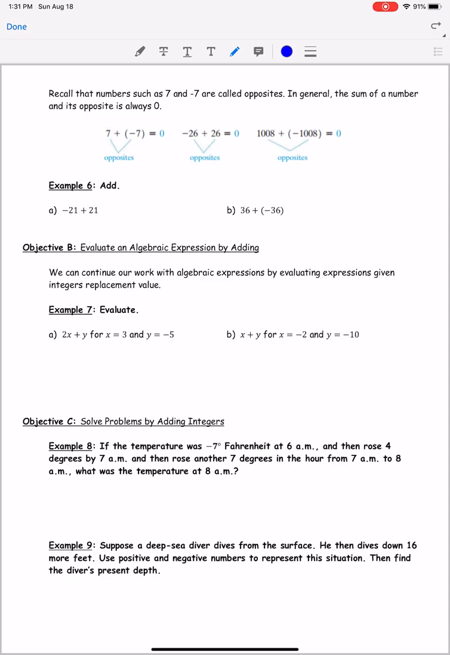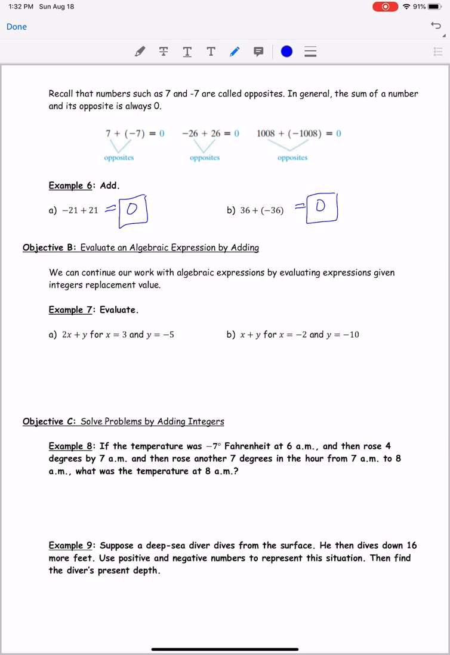So in example 6, add negative 21 plus 21. You've got opposites. You got 1 negative, 1 positive. So that is 0. Example 6B, you got 36 plus a negative 36. You have positive 36 here and a negative 36 here. So since they're opposite signs, this is 0 too.